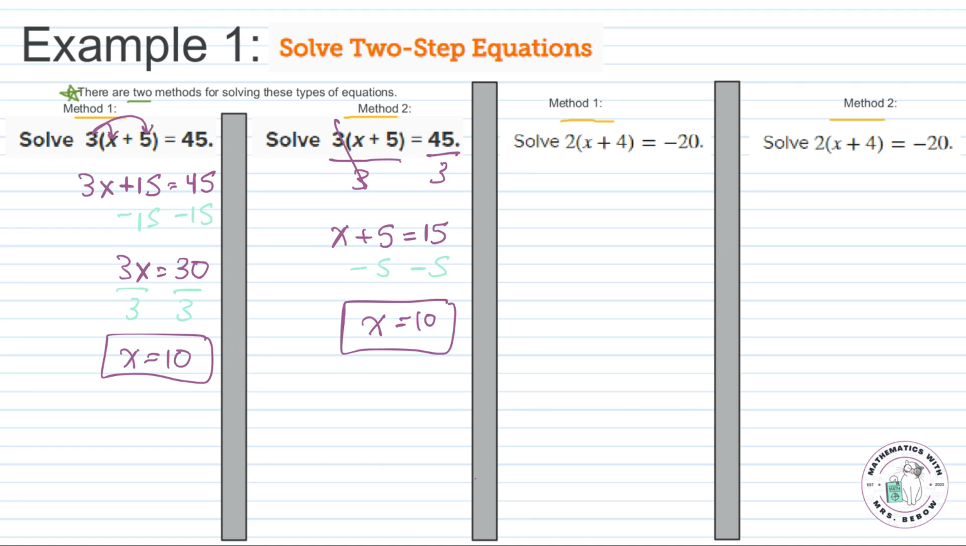We're going to do the same exact thing with these other 2 problems, which again are the same exact problem, but we'll solve the first one using the distributive property, and then the second one we'll do the more traditional two-step equation. So solve 2 multiplied by the quantity of x plus 4 equals negative 20. We're going to start off by distributing for method 1. So 2 times x and 2 times 4, so that'll be 2x plus 8 equals negative 20.